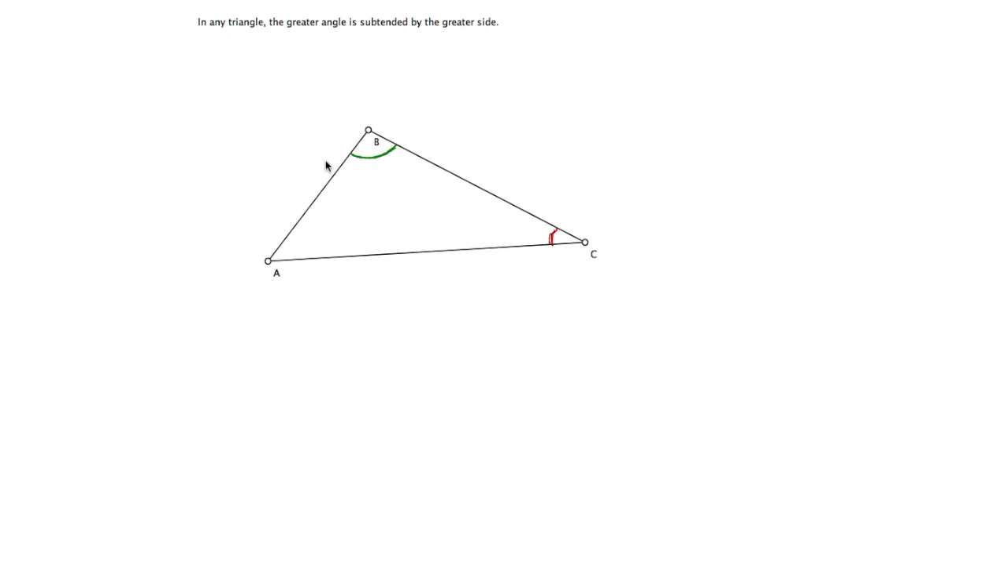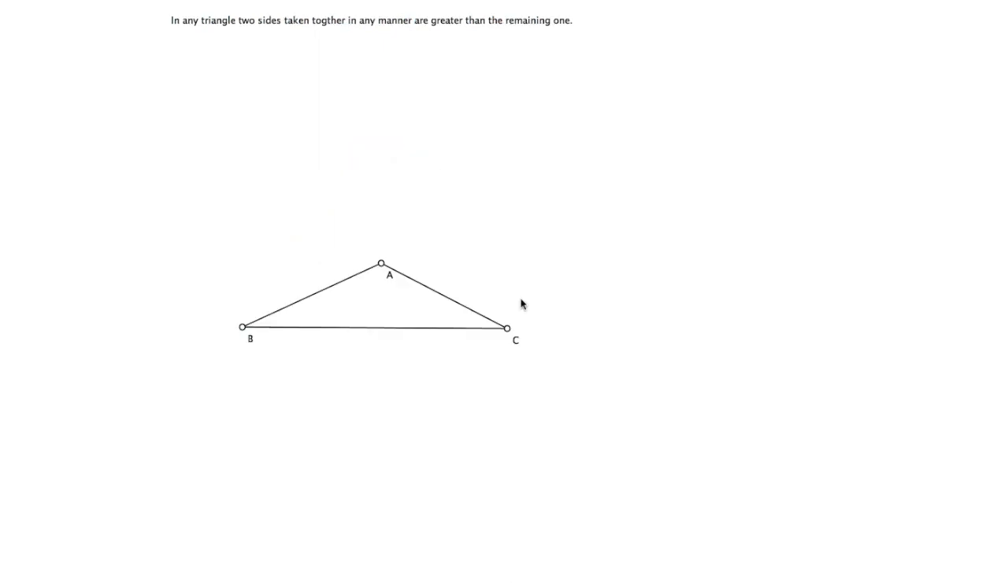Therefore, we can conclude that no other solution is possible except to say that the larger angle is subtended by the greater side and the smaller angle is subtended by the smaller side. All right, let's move now to proposition 20.